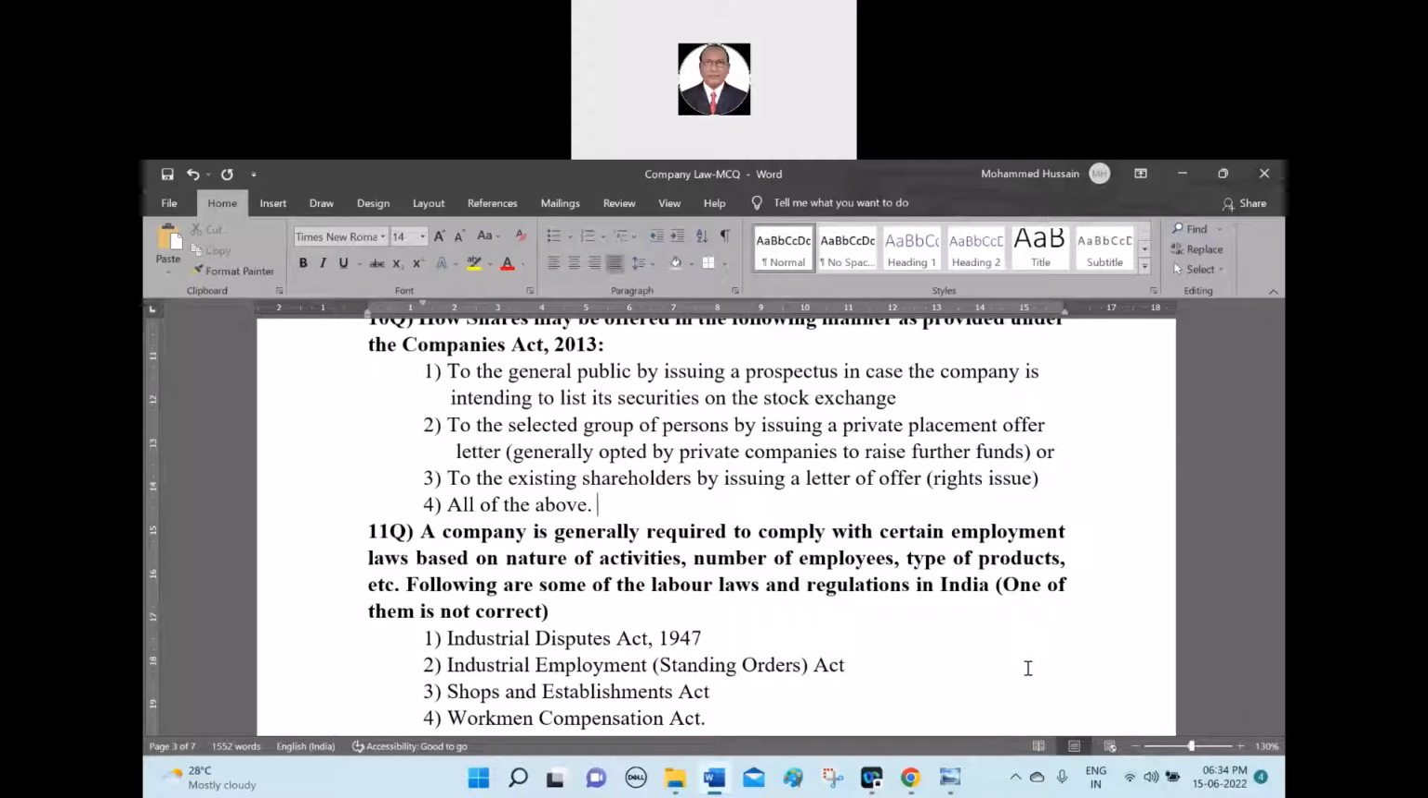11th question. A company is generally required to comply with certain employment laws based on the nature of the activities, number of employees, type of products, etc. Following are some of the labor laws and regulations in India. One of them is not correct.